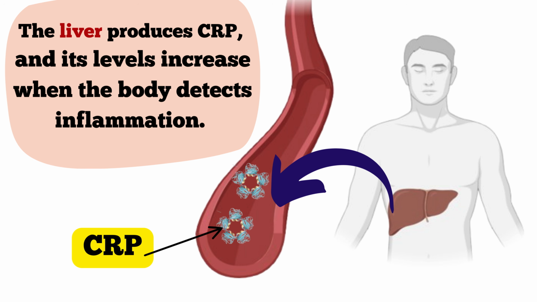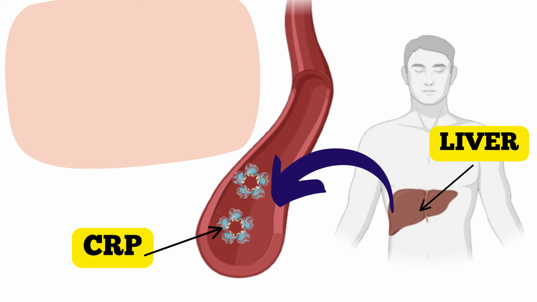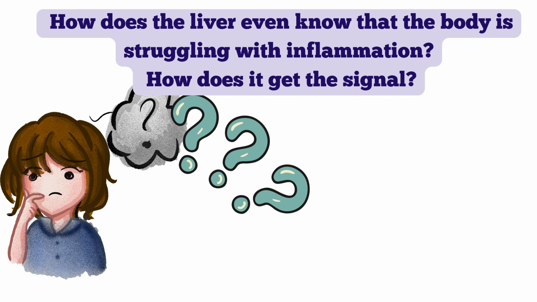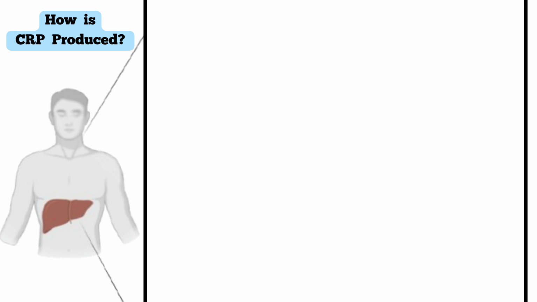Now, the most interesting thing is our liver is responsible for forming this CRP protein in our body whenever any inflammation or infection occurs. But here's the question. How does the liver even know that our body is struggling with inflammation? How does it get the signal? Well, here comes the mechanism.